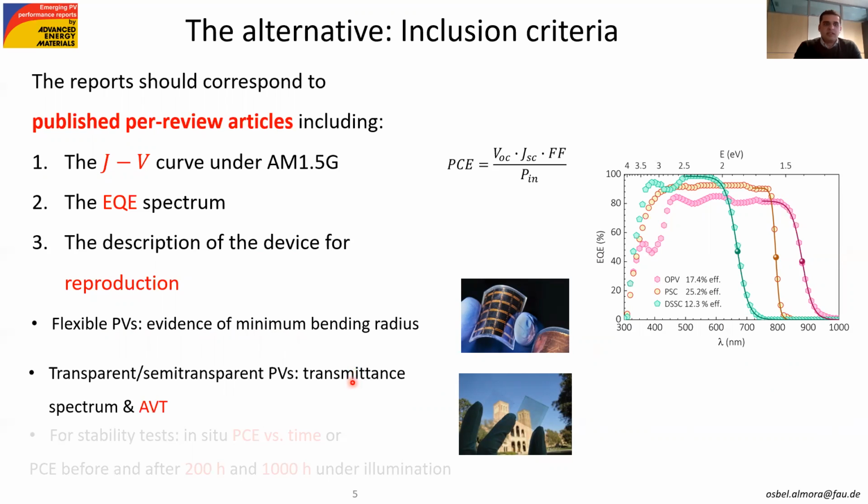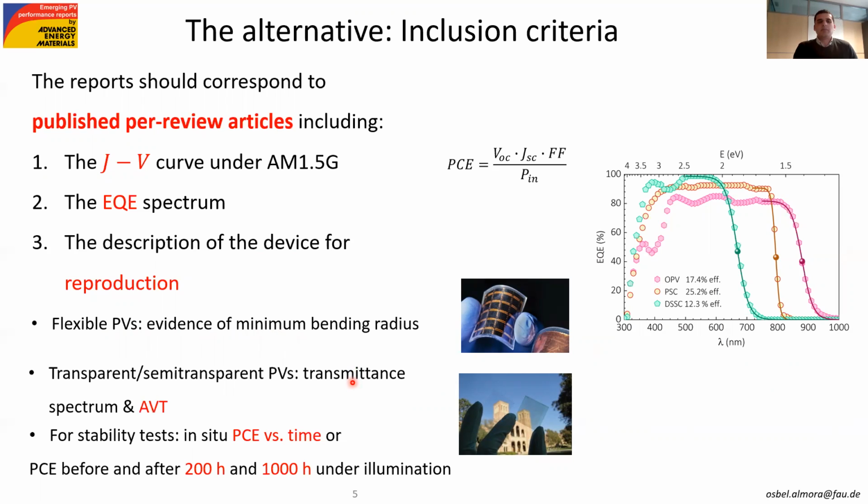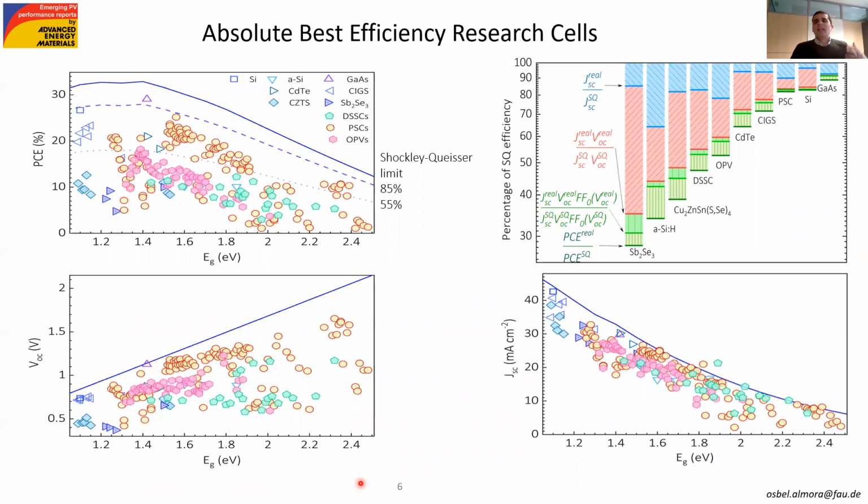And in the case of the stability test, we ask the people to provide in situ power conversion efficiency as a function of time, which will allow us to calculate the energy that we can extract during the stability test. Or alternatively, you can also provide just the power conversion efficiency before and after 200 hours or 1,000 hours under illumination. With this in mind, we reviewed the literature, and we found a lot of reports.